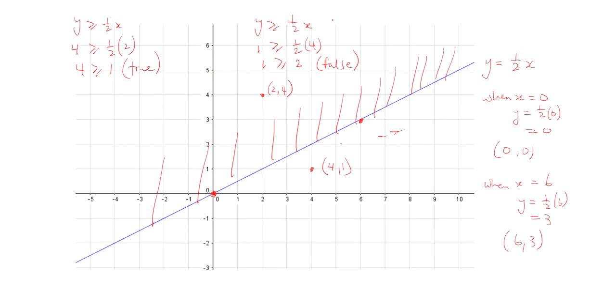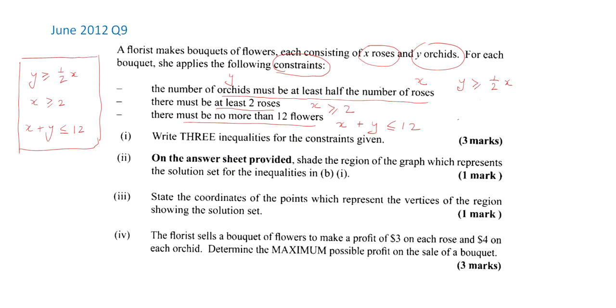Right? So this region represents y is greater than or equal to a half x. Okay, hope you'll catch that. Now, what was the second inequality? The second inequality is x is greater than or equal to 2.